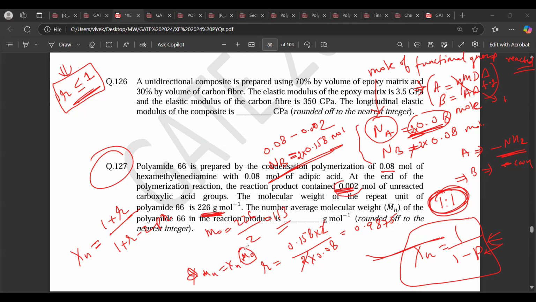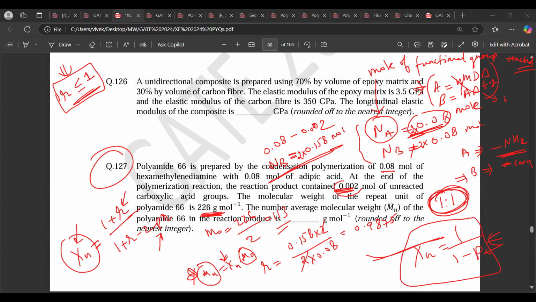And what they are asking is to calculate Mn. So you need to calculate Xn. To calculate Xn, you already have R, but you don't know p. Come on, guys. What is the definition of p? If you know the number of moles reacted, what is the definition of p? Any one of you? Come on.